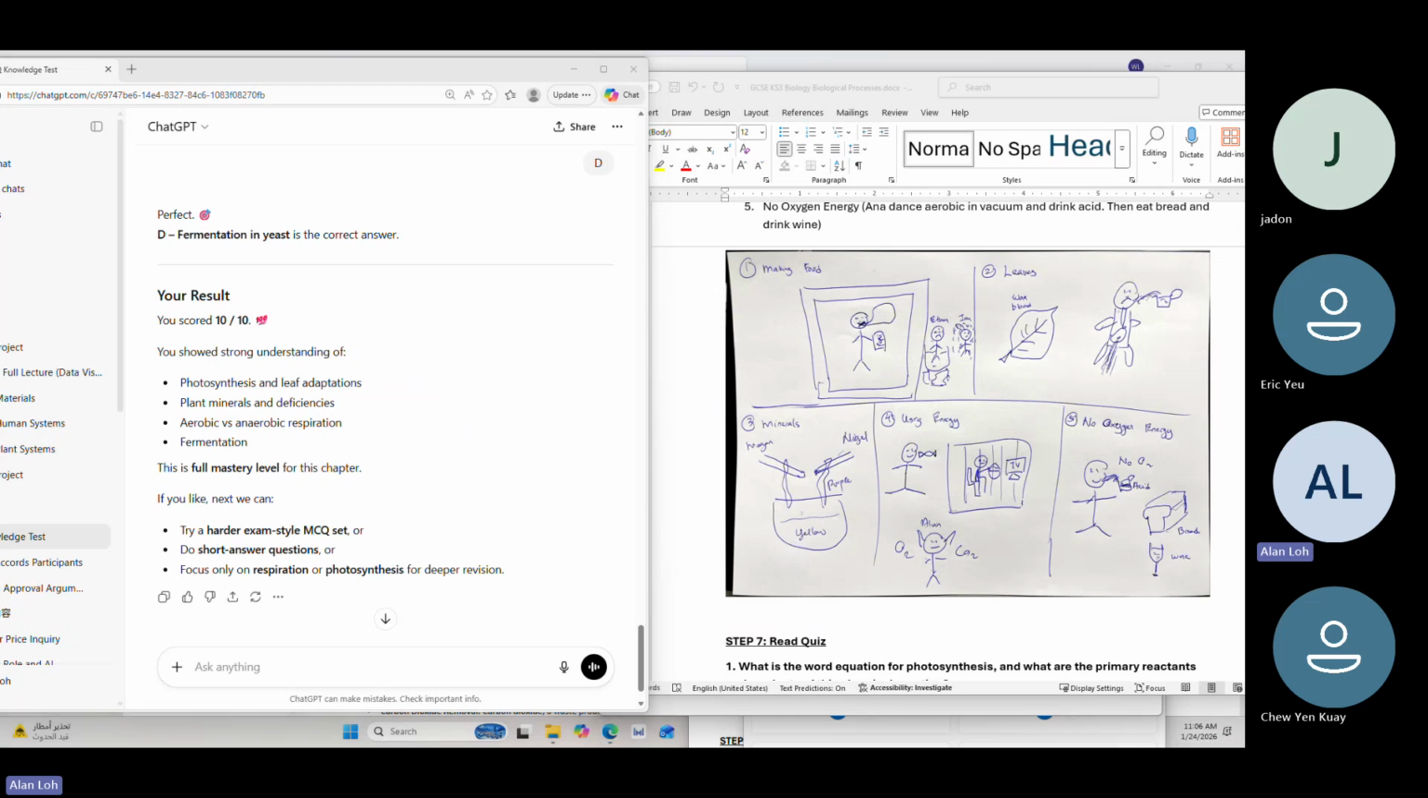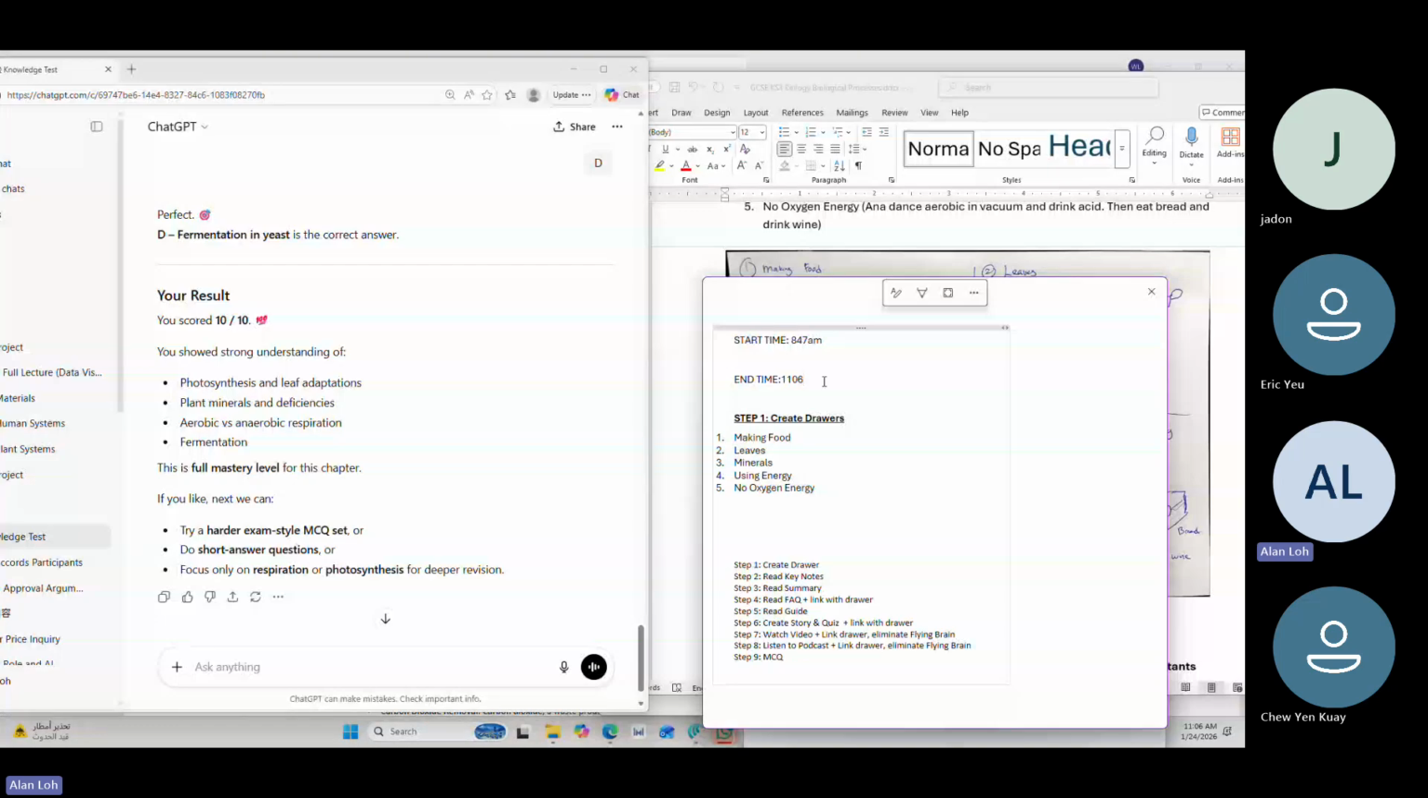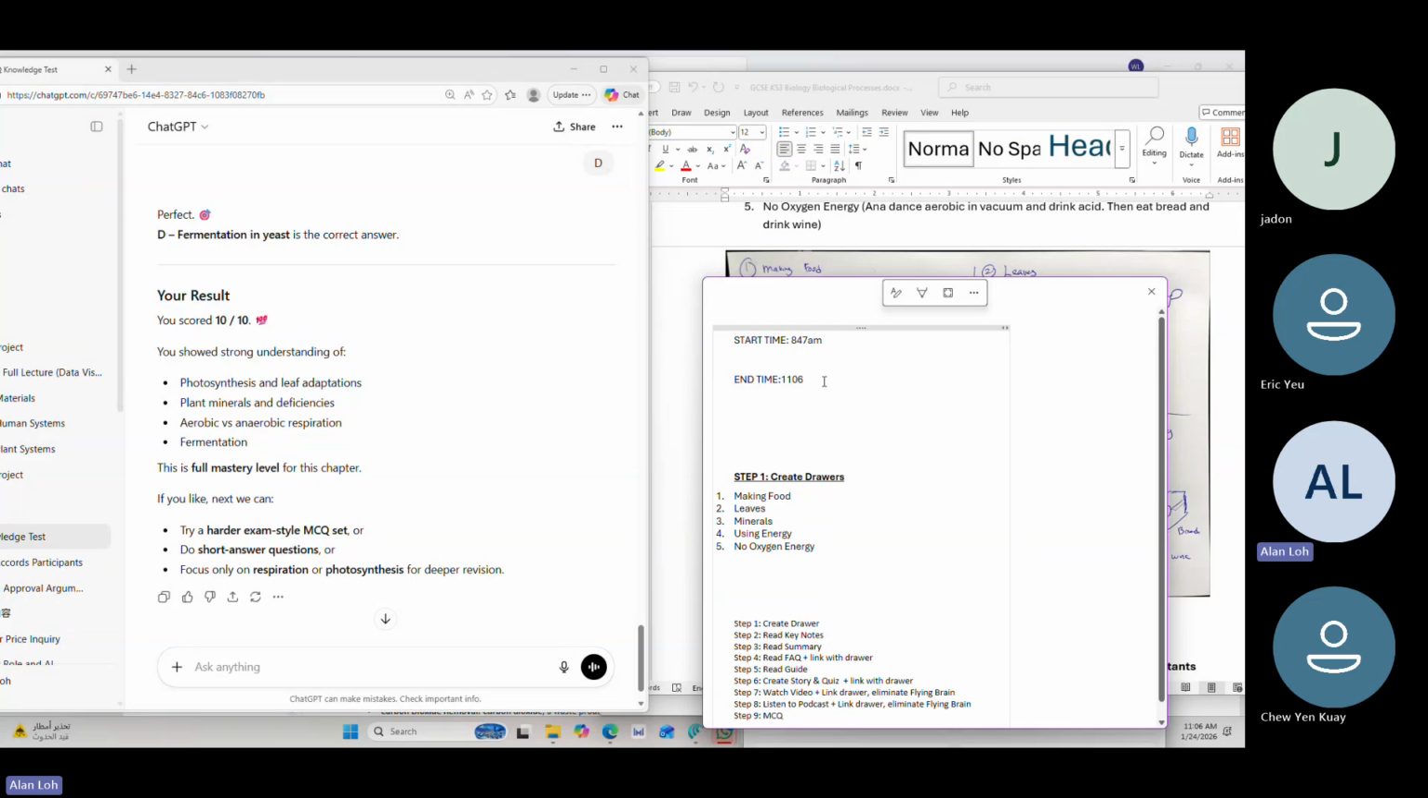What's the time now? 11:06. What time did we start just now? 8. So 11:06, so it's about slightly more than 2 hours. Slightly more than 2 hours, you are all able to understand the topic well.